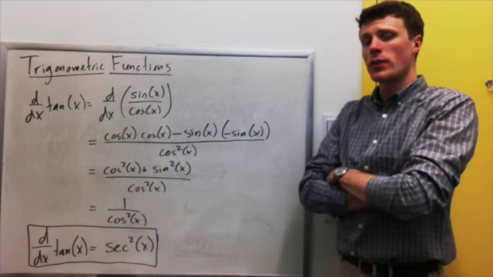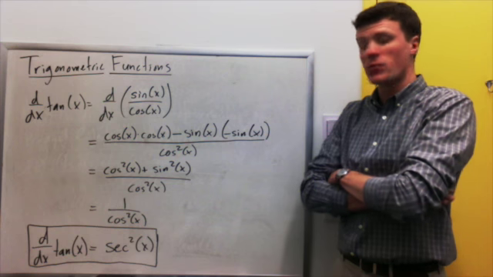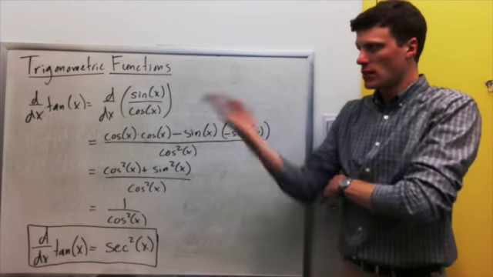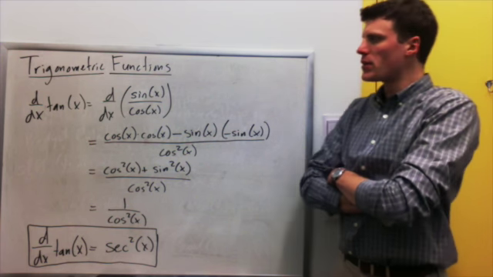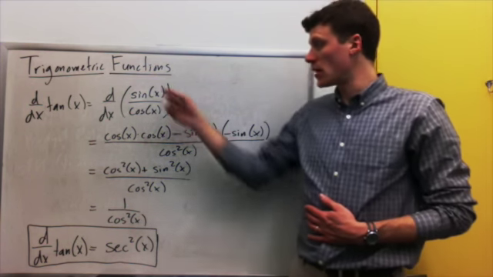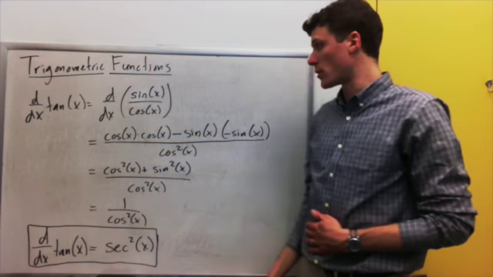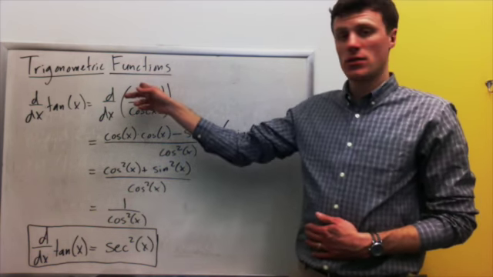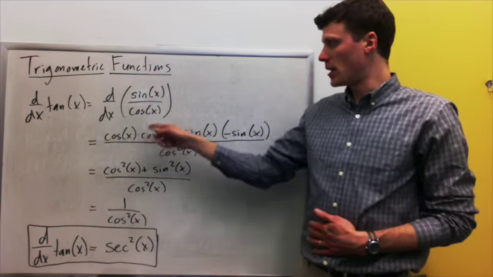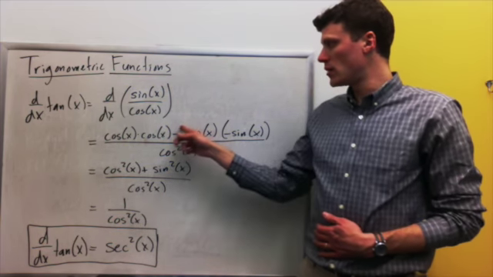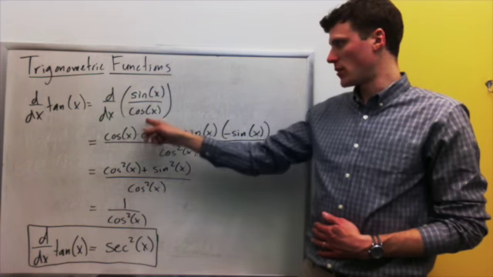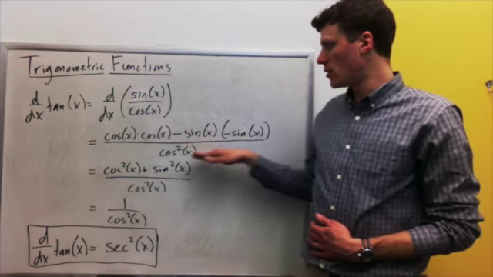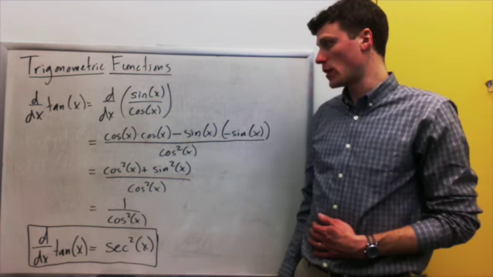Now that we have the quotient rule, we can get the rest of the derivatives of the trigonometric functions, because they're all just ratios of sine and cosine. So let's do tangent. The derivative of tangent is the same as the derivative of sine over cosine, because that's what tangent is, sine over cosine. So I apply the quotient rule. The derivative of the top, sine, is cosine, times the bottom, cosine, minus the top, sine, times the derivative of the bottom, cosine, so its derivative is negative sine. And that's all over cosine squared, the bottom squared.